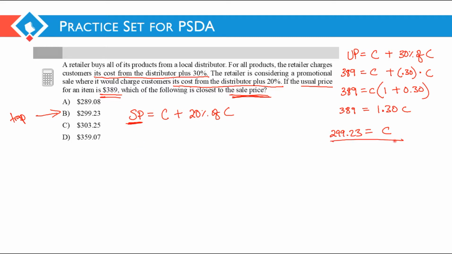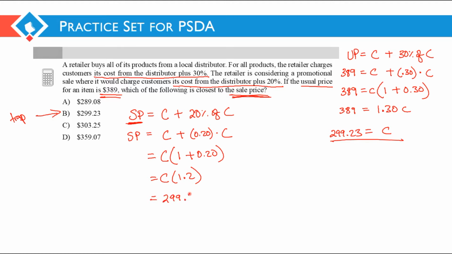Now that we know the value of C, we can plug that into our expression for the sale price and figure out exactly what our sale price is going to be. So the sale price is going to be equal to, again, I'll rewrite this as a mathematical expression, cost plus 0.20 times C. And now I can factor out my C. So the sale price is equal to C times 1 plus 0.20, which equals C times 1.2. And all I need to do now is substitute in my value for C. C is equal to 299.23 times 1.2. And that's going to give me a total of 359.08.